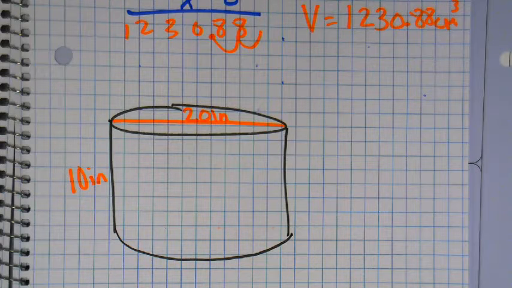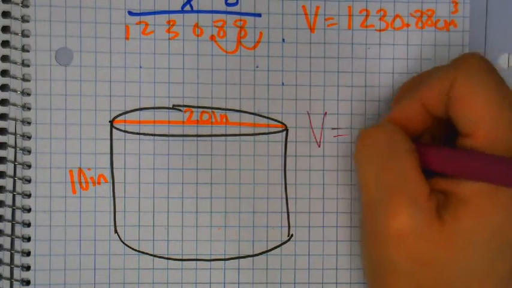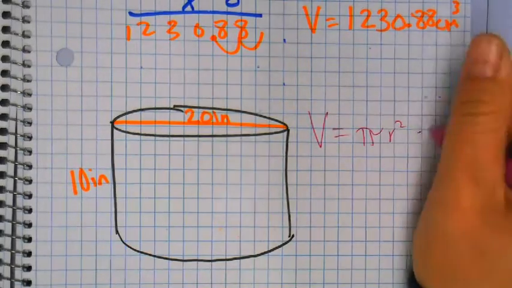Notice that the only thing you need is radius and height, right? For the rectangular prism and the triangular prism, you need a lot more information than this. Alright. Plug in what we know. Volume equals pi r squared times your big height.